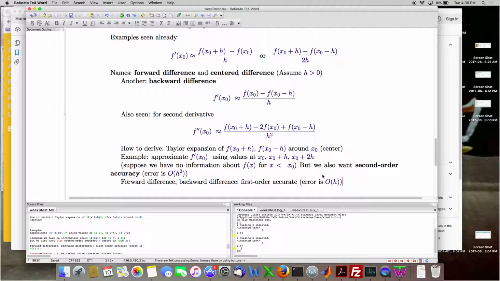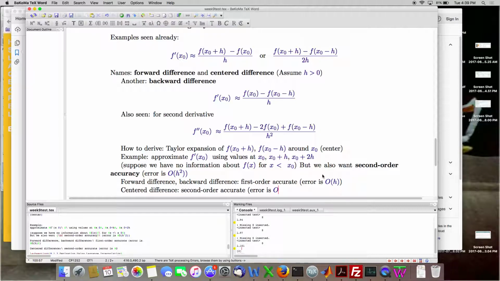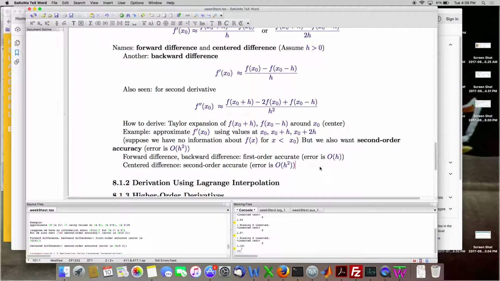But the center difference is second order accurate. So the error is big O of h squared. So if you decrease h by a factor of 10, the error decreases by a factor of 100. But if you use enough points, you can get as high an order of accuracy as you want. But then there's more expense in evaluating them.